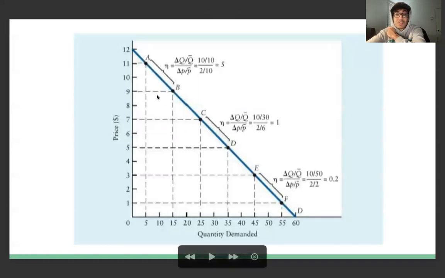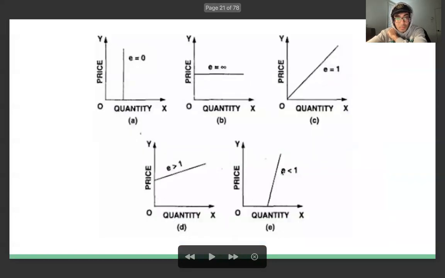Another thing to notice is as we move down the demand curve, the elasticity falls. And that's because we're looking at the same change in price, but for a higher amount of quantity. So that's just the reason elasticity falls as we move down the demand curve. And then it's the same logic for supply elasticity. You have perfectly inelastic, perfectly elastic, unitary elastic, elastic, and then inelastic. The logic is exactly the same.